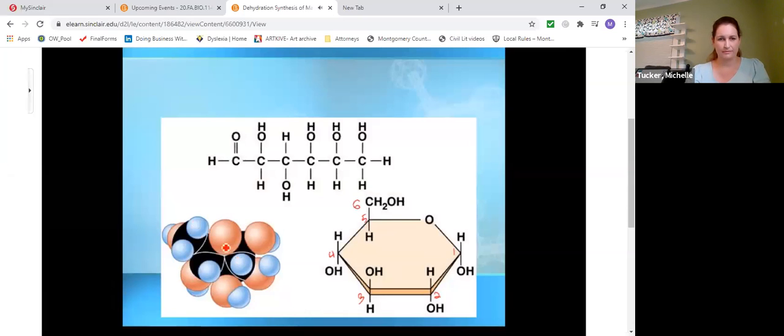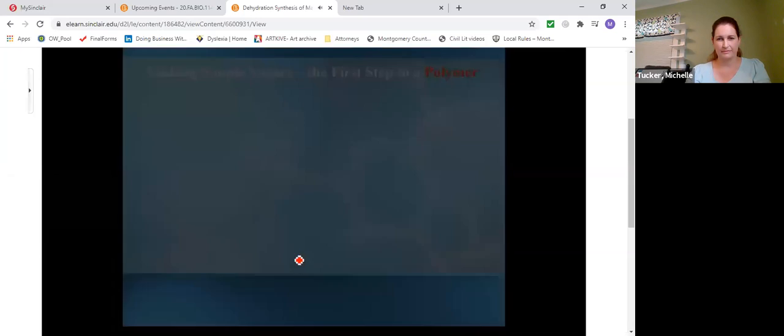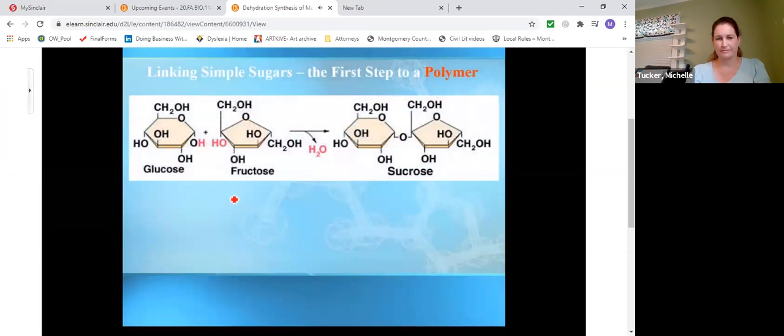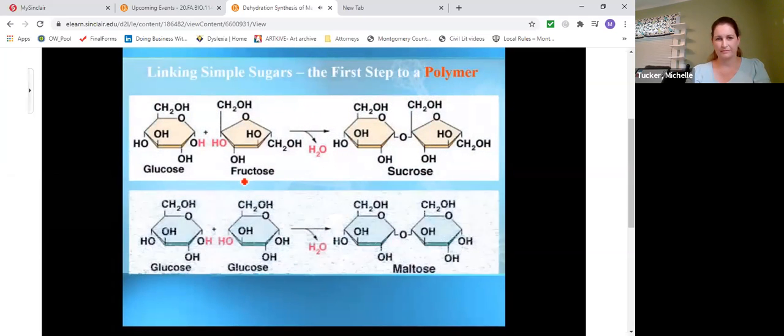If you notice, look at the model. Here's the linear form of glucose. Here's the cyclic one. So you see 1, 2, 3, 4, 5, and 6. The 4 of this one will interact with the 1 of another one. So let's look at it. Here's glucose and fructose that makes sucrose. Here's glucose and another glucose. That's what I'm going to demonstrate.